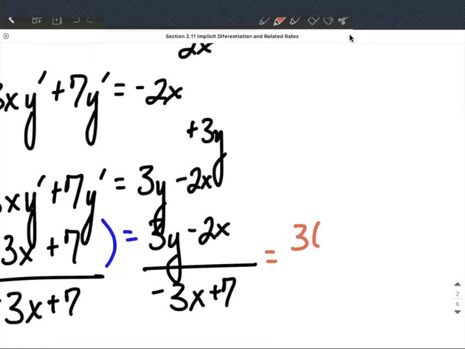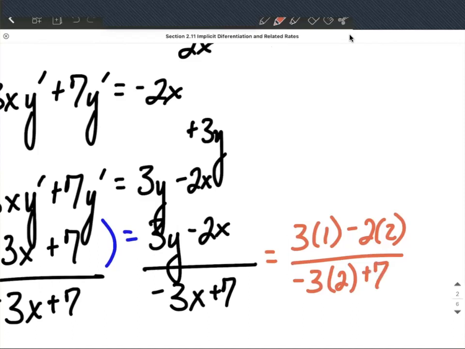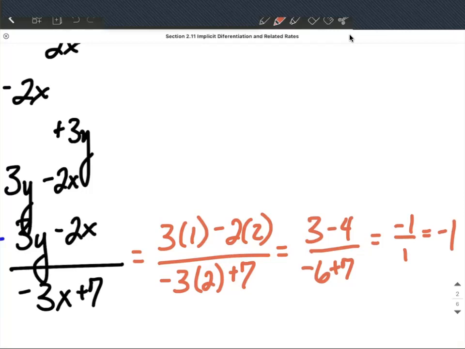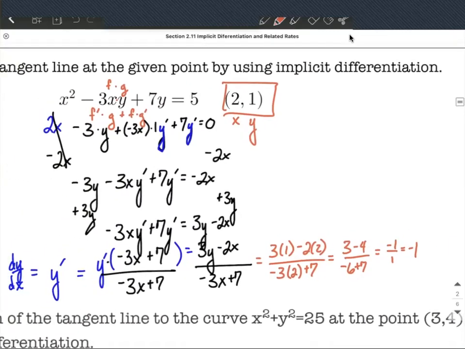So 3 times 1 minus 2 times 2, over negative 3 times 2 plus 7. And a little bit of reducing down and we'll have our slope. 3 minus 4 over negative 6 plus 7. I got this to be negative 1 over 1. It works out to be negative 1 for the slope of the tangent line at that point.